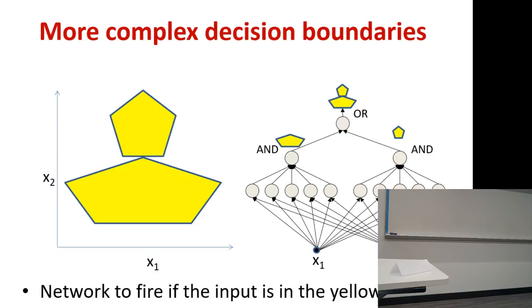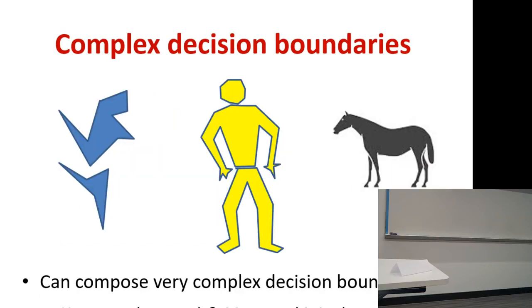And how would I do it? It's on the slide, so you don't have to actually exercise your imagination. I have one subnetwork which computes one, the other one computes the other polygon, I OR the two, and now I have a somewhat more complex decision boundary. How would I build these guys?